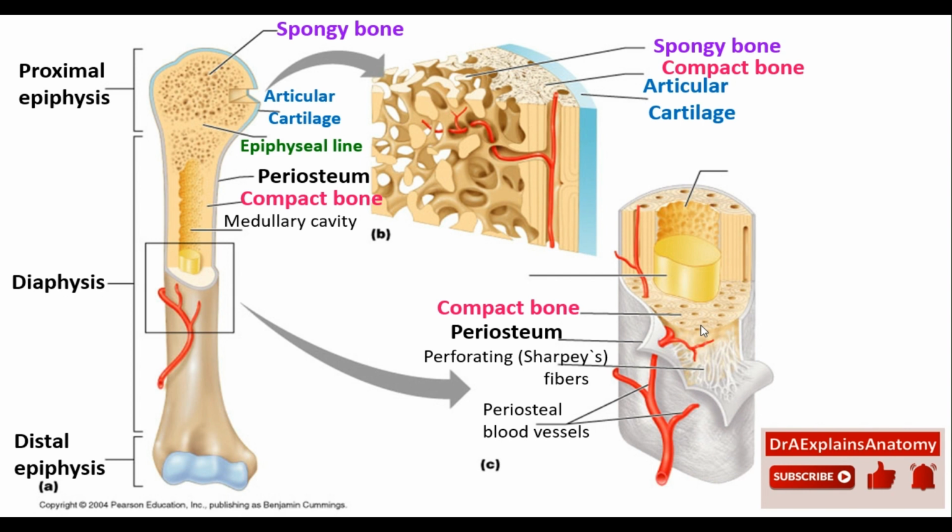This space in the diaphysis is called the medullary cavity. We can see the medullary cavity right here. The medullary cavity is filled with the yellow bone marrow. So the red bone marrow fills the spongy bone, and the yellow bone marrow fills the medullary cavity.